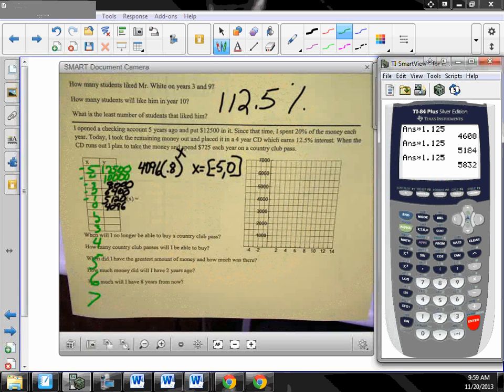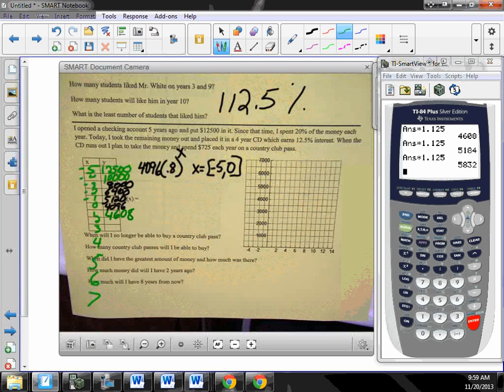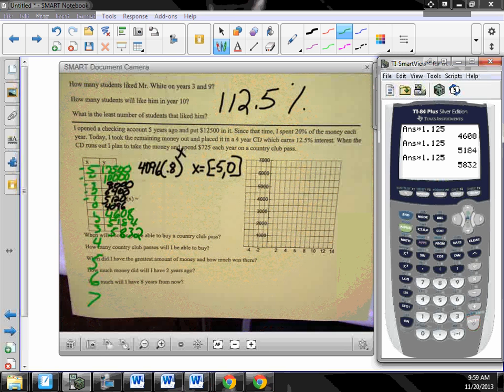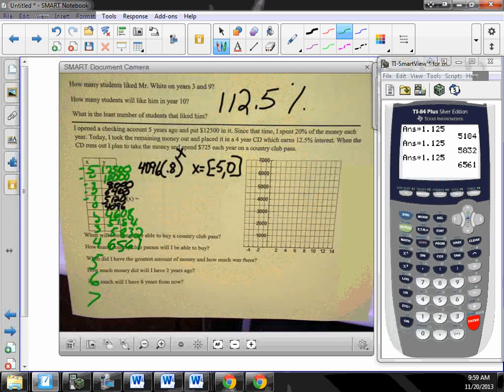So 4608, 5184, 5832, and one more is 6561. So this is an exponential equation. What is it going to look like? Or what's the equation going to be? What is my b value?